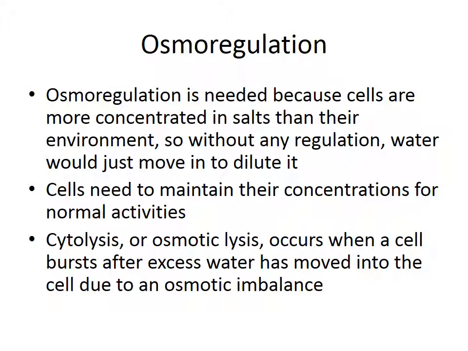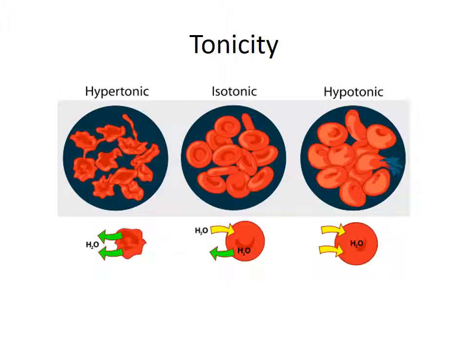Osmoregulation is needed because cells are more concentrated in salts than their environment. So without any regulation, water would just move on in to dilute it. And cells need to maintain their concentrations for normal activities. Cytolysis or osmotic lysis occurs when a cell bursts after excess water has moved into the cell due to an osmotic imbalance. And we want to avoid that at all costs.